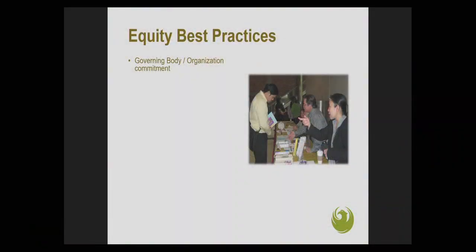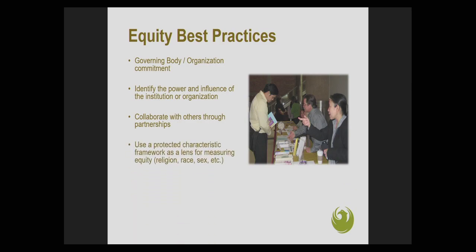Characteristics of equity best practices include a governing body and a government organization commitment. There needs to be a connection between the governing body as well as the organization. Identify the power and influence of the institution or organization. There needs to be collaboration that's invested through partnerships. Use of a protected characteristic framework as a lens to measuring equity, such as religion, race, sex, etc. A program needs to be sustainable. You need to do whatever assurances you have to ensure that a program is sustainable. There needs to be equity tools that have been utilized, and any equity program needs to be data-driven, use of facts and stats to support equity decisions.